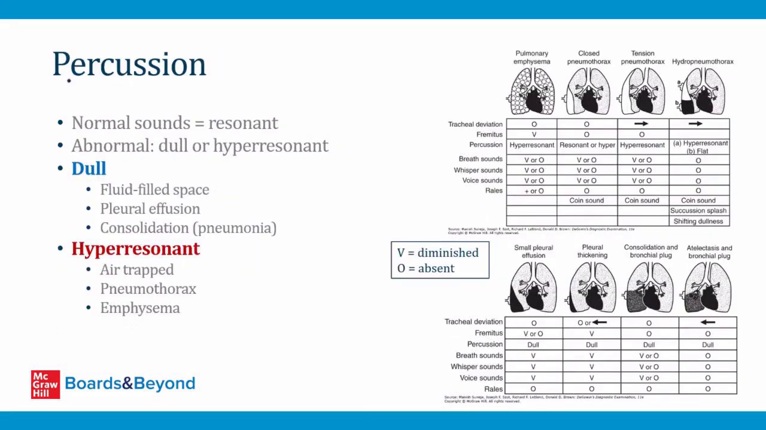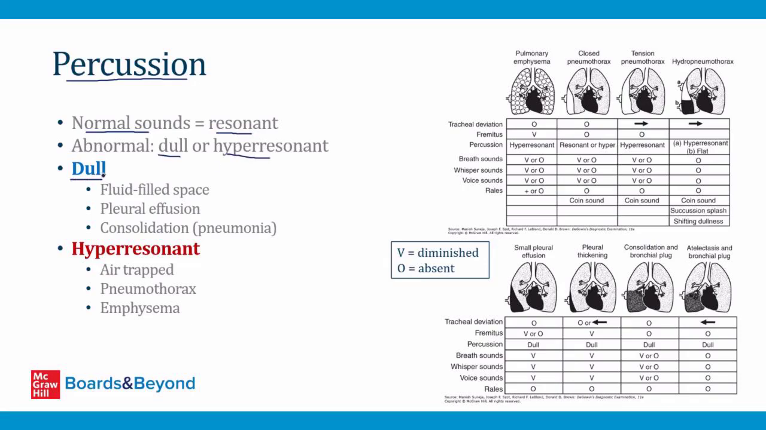Okay, now let's talk about percussion of the lungs. Percussion involves placing a finger against the patient's back and tapping along the different lung fields and listening to the sound that comes back from your finger tapping against the thorax. Normal sounds that you hear from a patient who has healthy lungs are described as resonant. Abnormal findings due to percussion are either dull or hyperresonant percussion sounds.